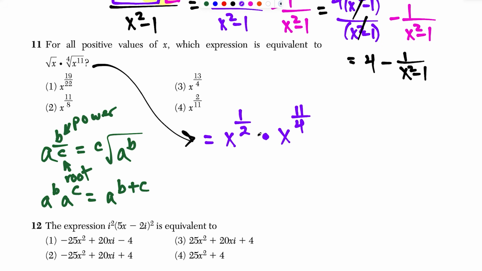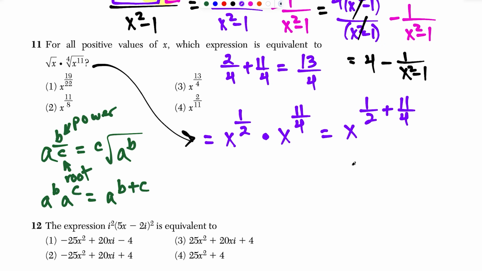So now that I have this written in power over root form as a rational exponent, I could use that second property and just add those numbers together. So we have x to the 1/2 plus 11 over 4. And for this, you could use the calculator, or you could just make common denominators. You could say 2 over 4 plus 11 over 4. So now that we turn this into a nice fraction with a matching denominator, we could add these. 2 plus 11 is 13, and the denominator stays the same. So this is going to give us x to the 13 over 4, which tells us that choice 3 is our answer.